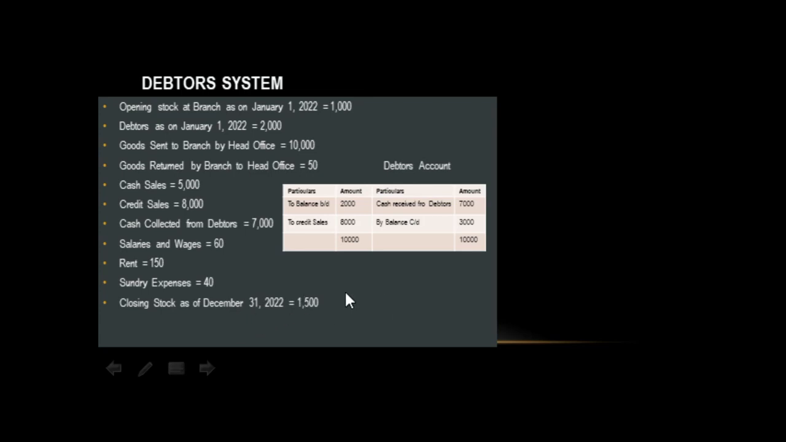So first, in the debtors system, we always have to open a debtor account. In the debtor account, four main things have to be noted down: opening balance of debtor, closing balance of debtor, cash received from debtor, and credit sales. If any one of these four items is missing, we have to open a debtor account.